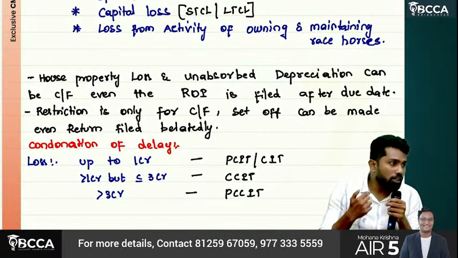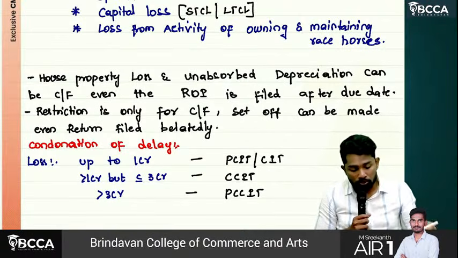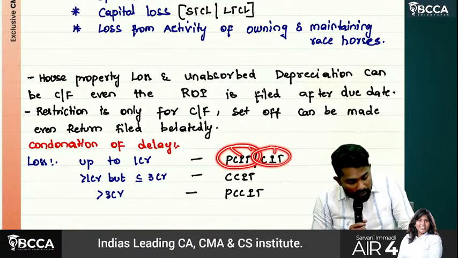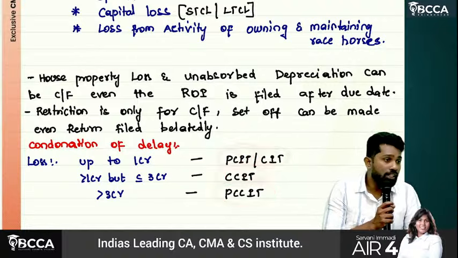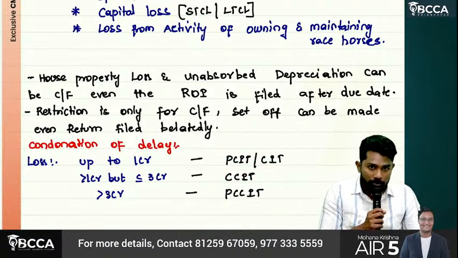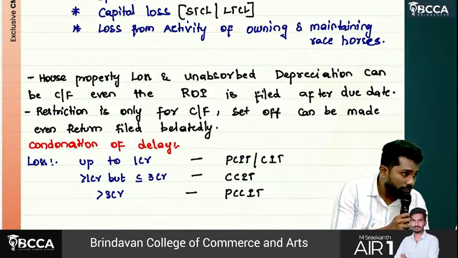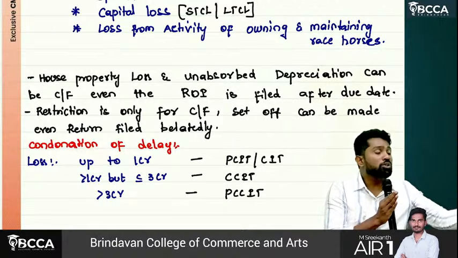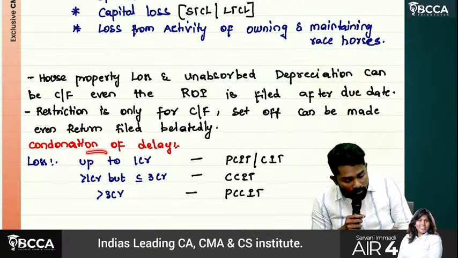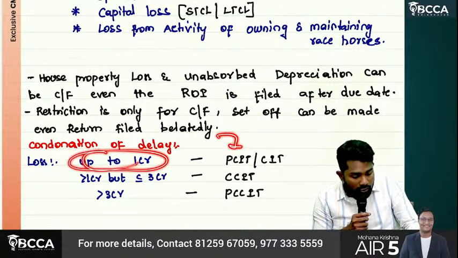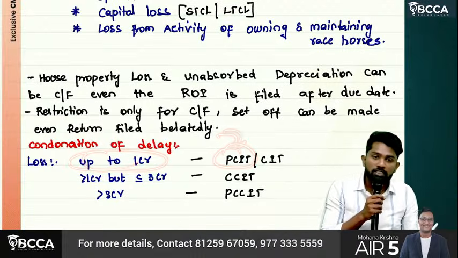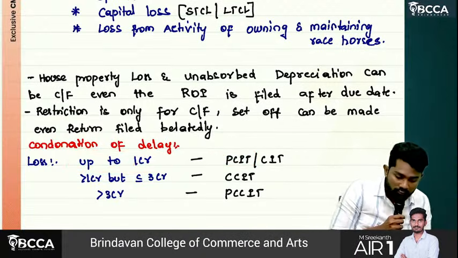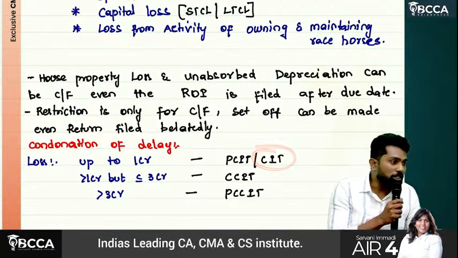Can you carry forward or not? Yes, sir. That time what you can do? You can apply to the PCIT, CIT, CCIT or PCCIT. They can condone the delay, so that you can carry forward your losses. So to whom should you ask for condonation? If the loss is up to 1 crore, you should ask for the condonation from the PCIT. PCIT means Principal Commissioner of Income Tax, CIT means Commissioner of Income Tax.